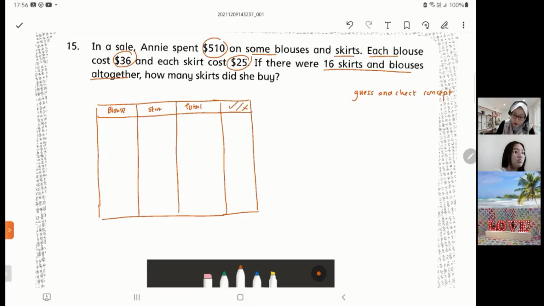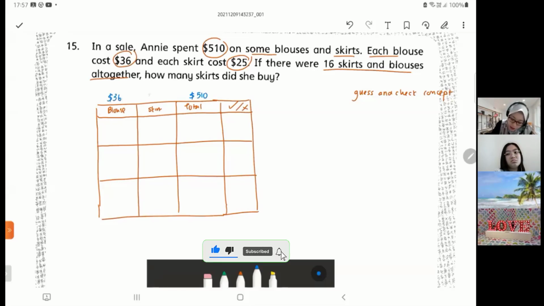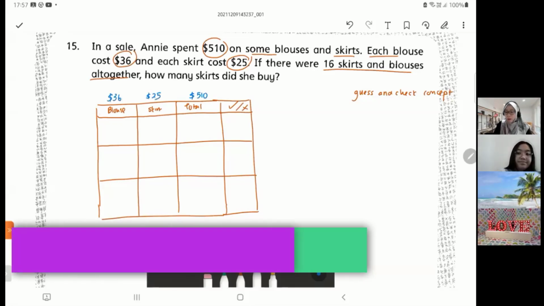Okay. Usually about 3 rows will be sufficient. Not more than that. So you need to guess properly. Cannot guess anyhow. Okay. Be smart in your guessing. All right. So we are going to start off with our total. So we know that our total amount that she spent is $510. The blouse, each of the blouse cost $36. Each of the skirt costs $25. So you put it on top there.